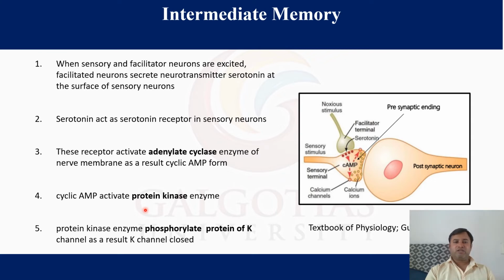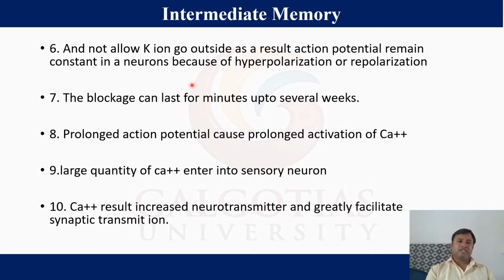Cyclic AMP activates the protein kinase enzyme. Protein kinase is generally the enzyme responsible for phosphorylation. So the protein kinase enzyme phosphorylates the protein of the potassium ion channel. As a result, the potassium ion channel becomes closed and does not allow potassium ions outside. As a result, the action potential remains constant in a neuron because of repolarization or hyperpolarization.